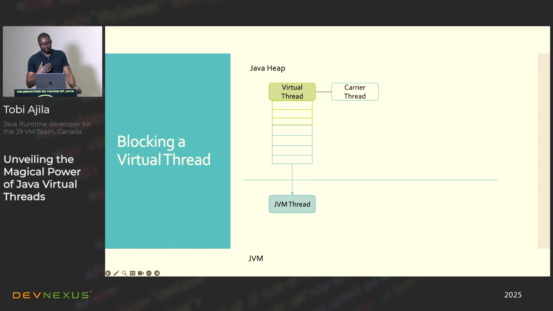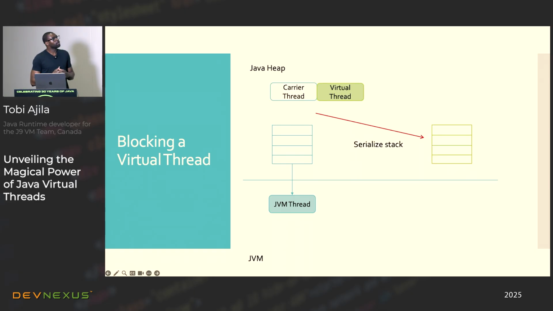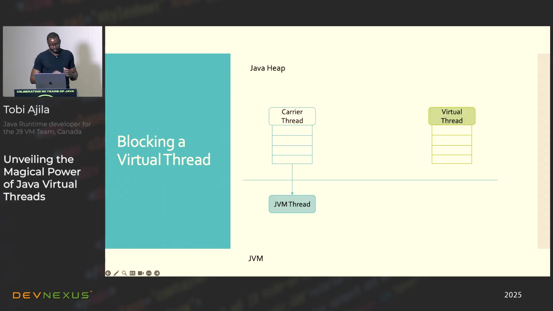And then when a virtual thread blocks, we're essentially doing the opposite, where we're taking that state, we are serializing it, putting it into a compact form, and then saving it somewhere. And then once that process is complete, we have unmounted the virtual thread.